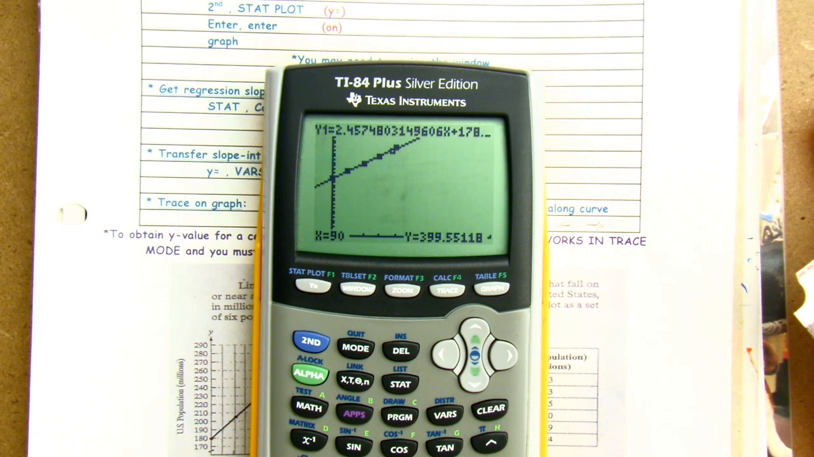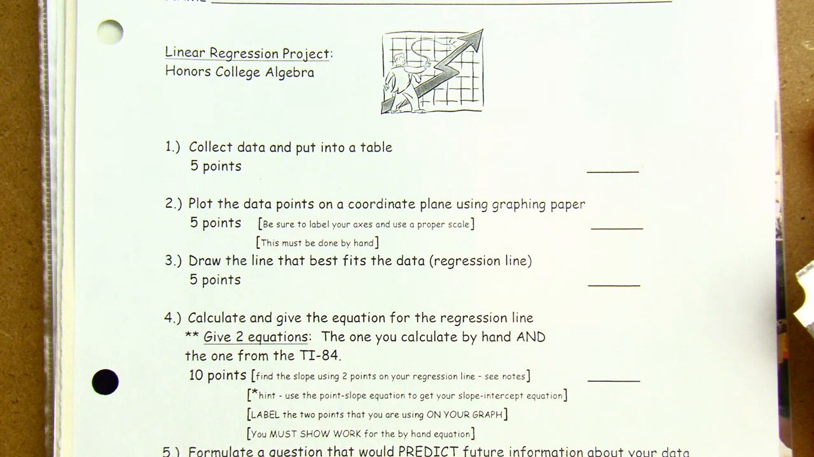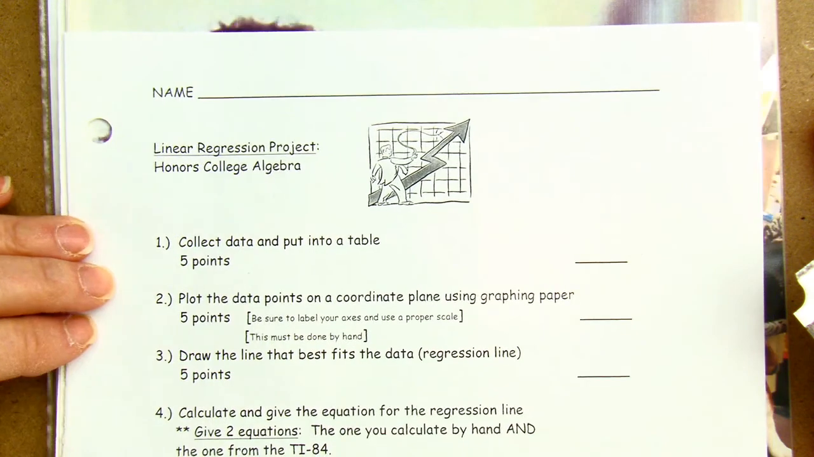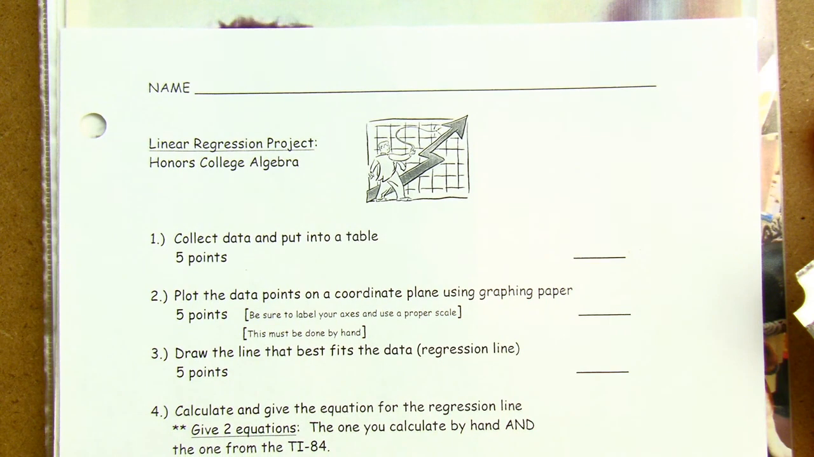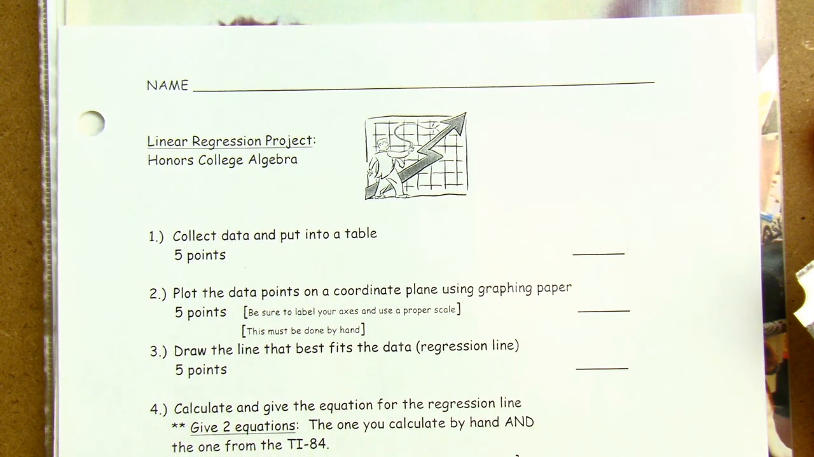Two more things I want to talk about, and that is your ideas for your regression project and the rubric for the regression project. All right, this is the rubric for the linear regression project. It's okay to work with a partner. I don't mind that you do that to collect data. Of course, now with everything that's going on with social distancing, you may not be able to work with a partner.